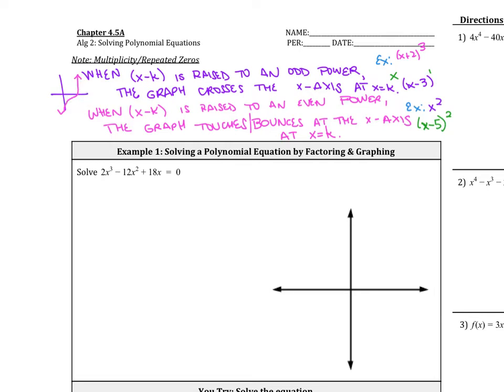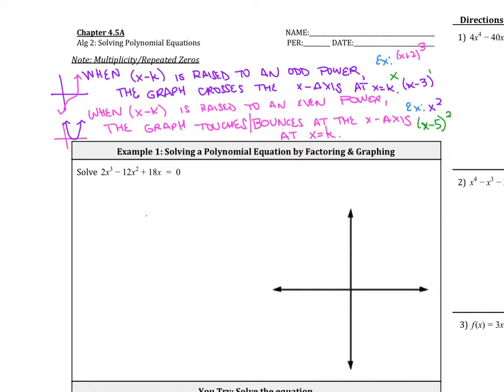Now, when x minus k is raised to an even power, the graph will touch or bounce at the x-axis at x equals k. So some examples of those are like x squared. So think about a parabola. It bounces off of the x-axis. Or x minus 5 to the square, for example. So if I were to draw that out, it bounces, kind of like a U shape. So I like saying bounces because then it's like bouncing on the ground, right? So it does touch it, but I like saying that it bounces at that point.